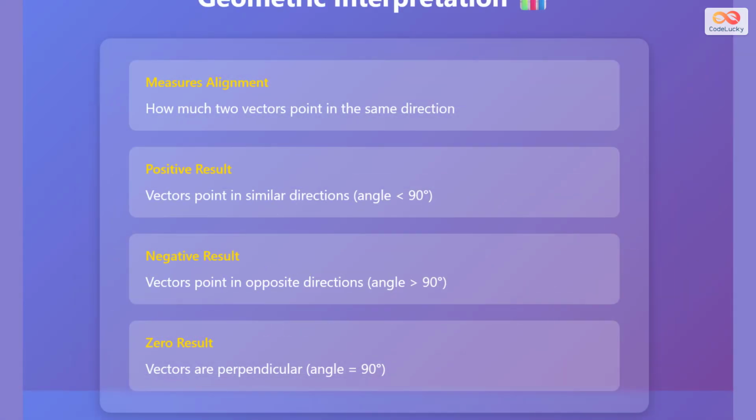Understanding what the dot product tells us geometrically is crucial. The dot product measures the alignment between two vectors. When the result is positive, the vectors point in similar directions with an angle less than 90 degrees. A negative result means the vectors point in opposite directions with an angle greater than 90 degrees. When the dot product is 0, the vectors are perpendicular to each other, forming a 90-degree angle.